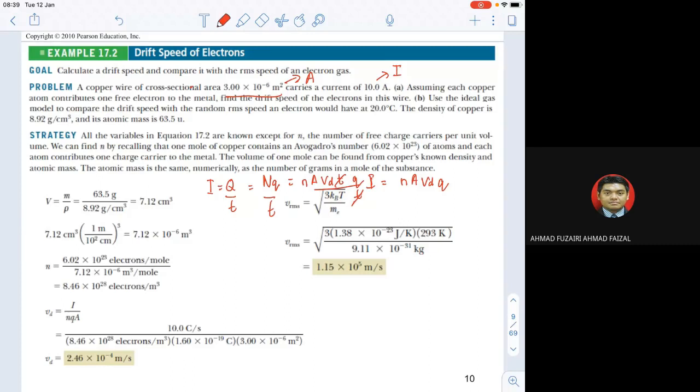But then again, we should remember that we don't have N here. We have A, we have q, but we don't have N. So how can we get N? N is considered as a number of moles. So how can we define N?